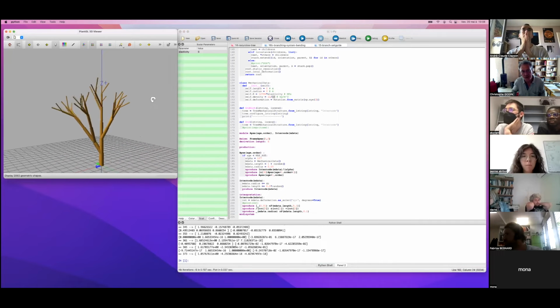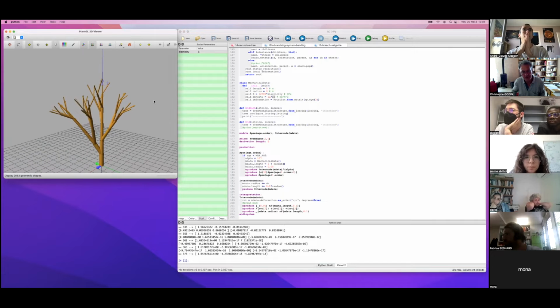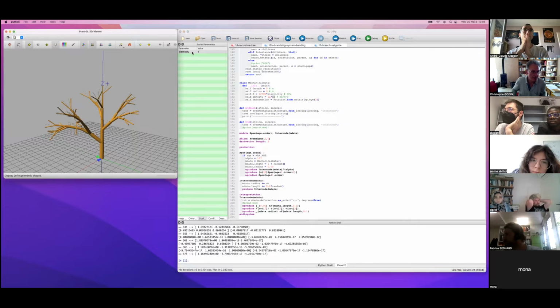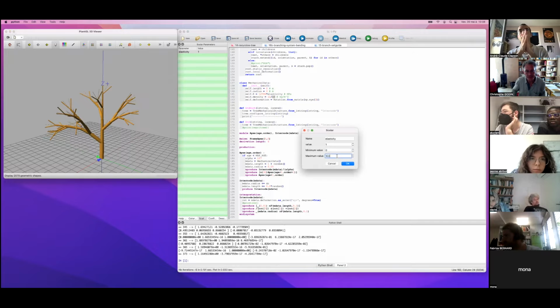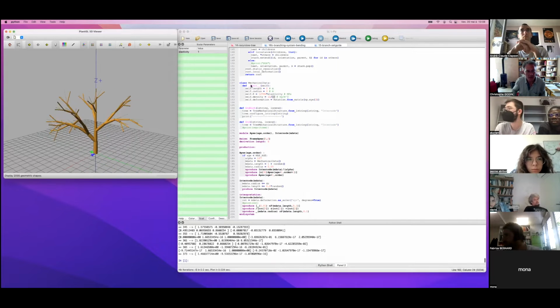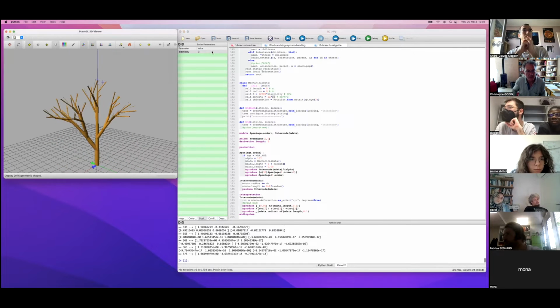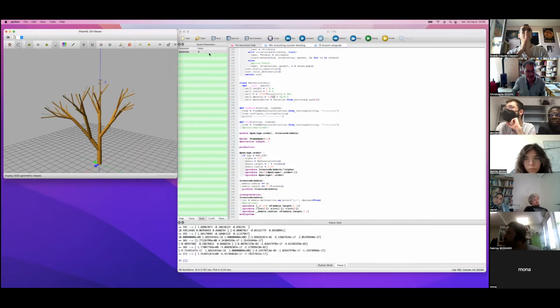So this is a tree not deformed. A bit, but not much as well. Not much, and then you can increase this value and deform the tree. I would never want to go to that much. I mean, the value is 1. There you go.